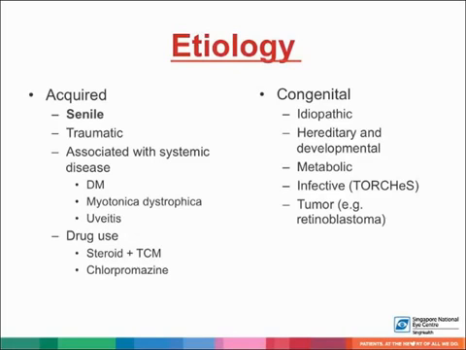Acquired causes of cataract generally is due to age-related cataracts. That's the commonest one that we see. Sometimes due to trauma. Trauma can also result in cataracts. Or just associated with systemic disease like diabetes, myotonic dystrophy, uveitis, and drug use commonly. Steroids can result specifically in a posterior subcapsular sort of cataract. And sometimes traditional Chinese medicine do seem to contain some steroid component that can result in cataract.